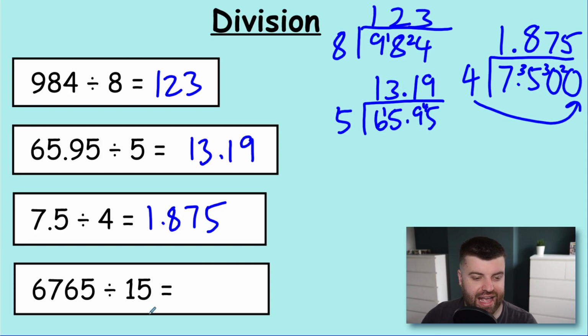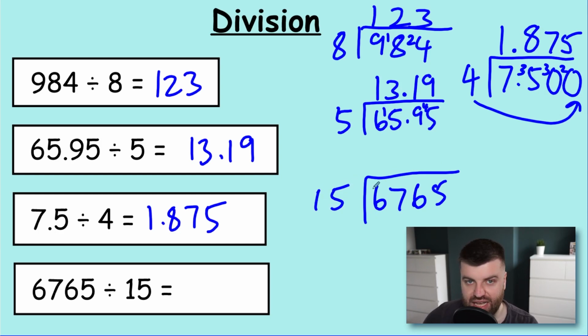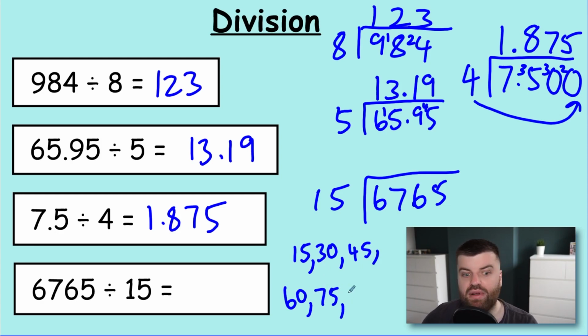That's the answer. And at the bottom here, 6,765 divided by 15. Now, what did I say just before? If you can still write out your 15s, 15 plus 15 is 30. Plus 15 is 45. Plus 15 is 60. Plus 15 is 75. Plus 15 is 90. We'll stop there and we'll see if we need any more.